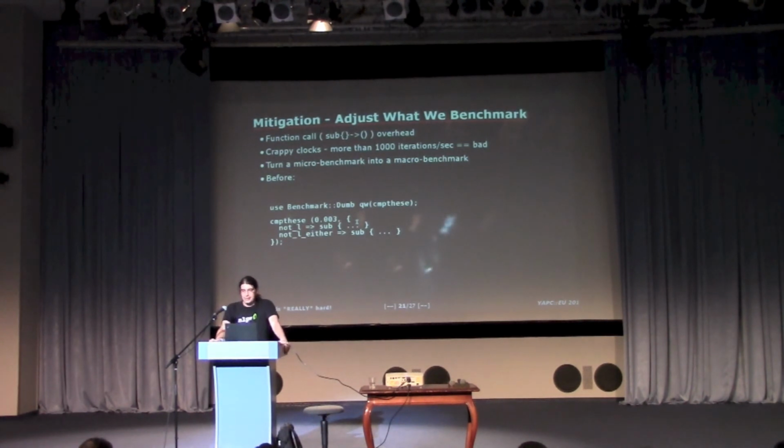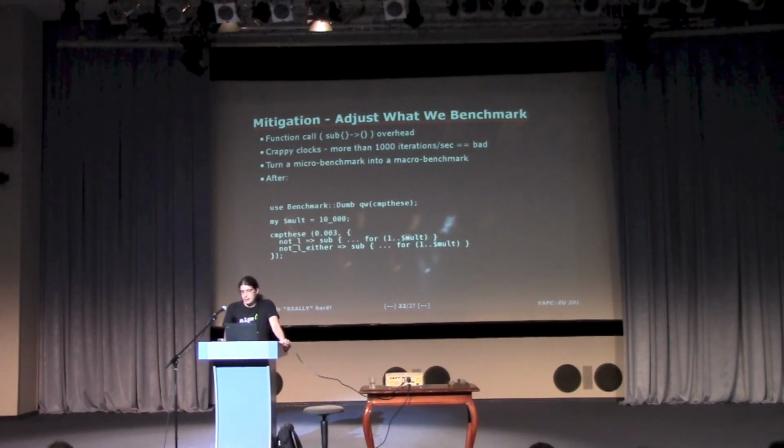Also, crappy clocks, I spoke about this. If you do more than 1,000 iterations of something per second, you cannot trust this timing anymore. You just can't, because it will be just a little bit different enough to give you a 1% deviation. So what you do is you turn a micro-benchmark into a macro-benchmark. If you have code like this, you simply run the code under a very tight loop, as tight as possible, multiple times. This will avoid the function call of this subroutine here, and it will give you a much more reasonable measurement of what you are looking for.